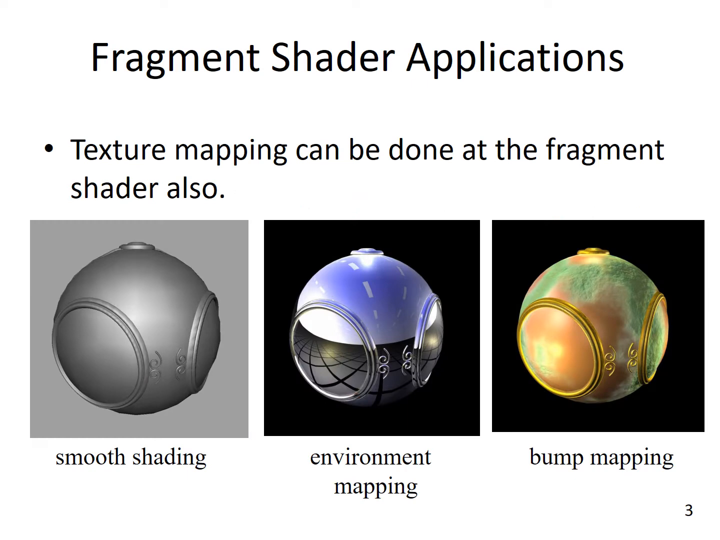Here are three more examples. We can perform smooth shading inside the fragment shader. We can also perform environment mapping, which is mirror-like mapping on top of a smooth surface. So this is basically a reflection of some objects over here on this surface.